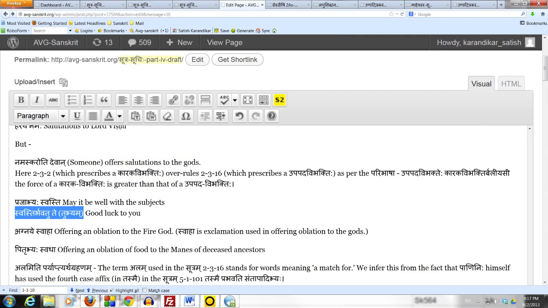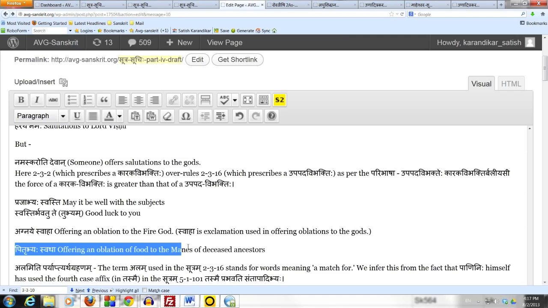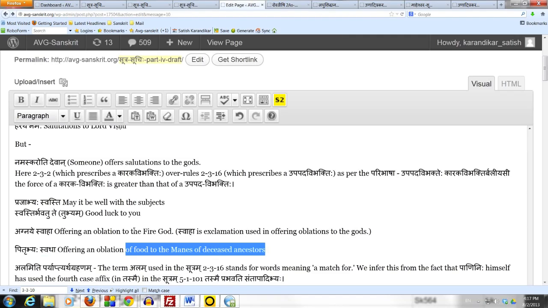Next example is agnaye swaha, offering an oblation to the fire god. Swaha is an exclamation used in offering oblations to the gods. Pitrubhyas svadha, offering an oblation of food to the manes of the deceased ancestors, to the souls of the deceased ancestors. Just like swaha, svadha is also an exclamation used when offering an oblation, but in this case it is an oblation of food to the manes of the deceased ancestors. Swaha is used when offering an oblation to the gods.